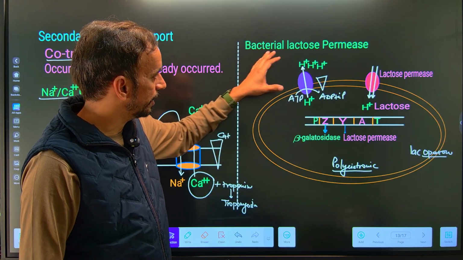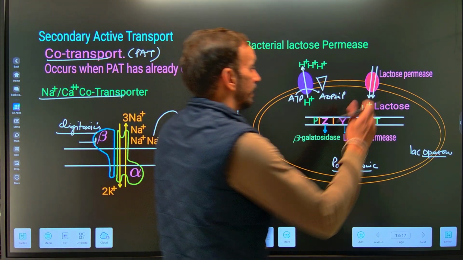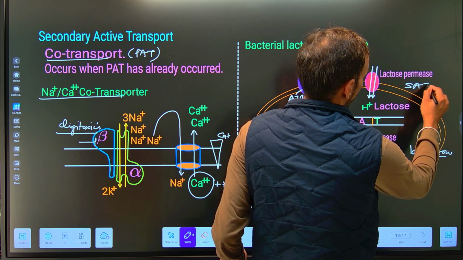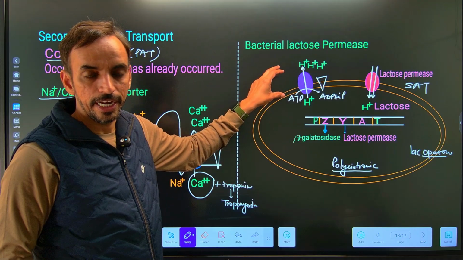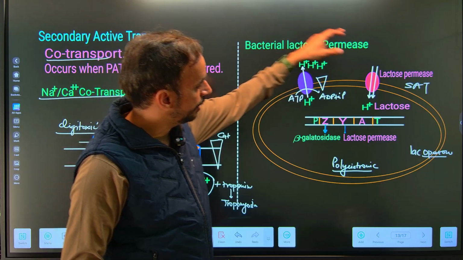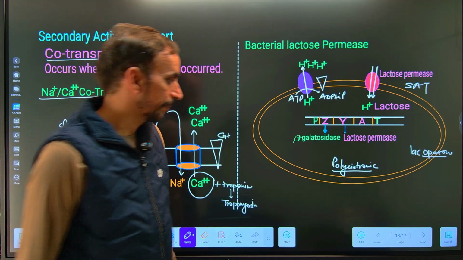So this bacterial lactose permease is again the example of secondary active transportation. यहाँ क्या हो रहा है? सेकेंडरी एक्टिव ट्रांसपोर्टेशन हो रहा है. प्राइमरी तो H प्लस प्रोटॉन पंप से हुआ ही था, उसने ग्रेडियंट क्रिएट किया और इसी ग्रेडियंट को यूटिलाइज करके you are transporting the lactose towards the inner side of the cell.